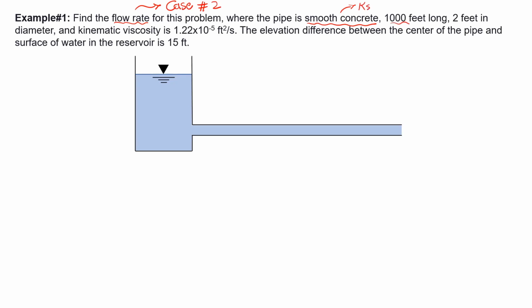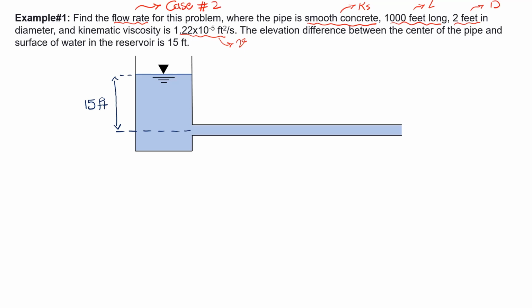And then we know how long the pipe is. This is our L. We know the diameter of the pipe. This is D. And kinematic viscosity is given to us over here. This is nu. And the elevation difference between the center of the pipe and the surface of water in the reservoir is 15 feet. So this elevation difference that I am showing to you, this is 15 feet. All right, so I'm going to use the procedure that I showed you in previous slide and go step by step.